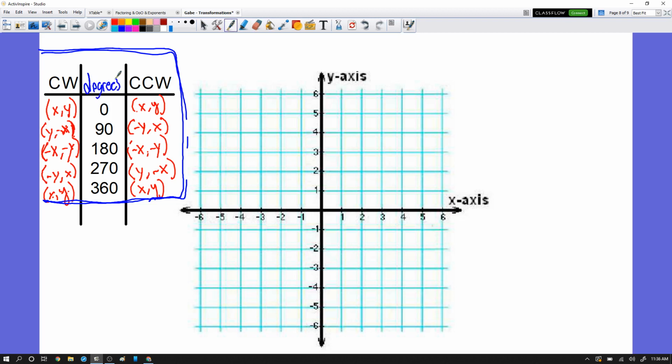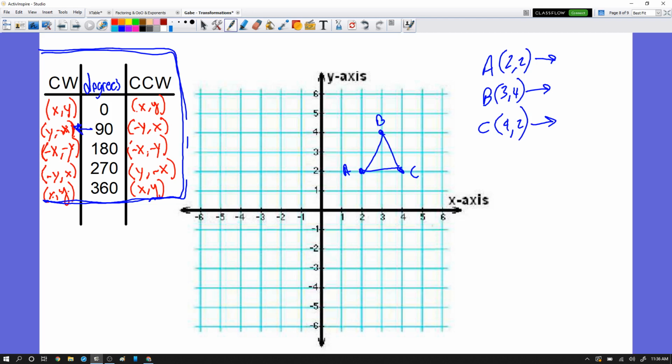Okay, so how do I use the table? Let's say I have a little triangle right here. Go ahead and write down the coordinates so we could see. A is 2, 2, B is 3, 4, C is 4, 2. Okay. We want a 90-degree rotation clockwise. That means I'm going right here. So y, negative x.